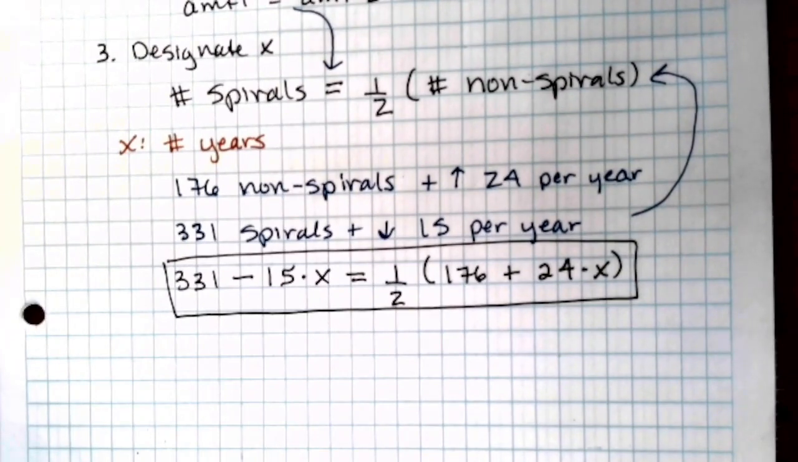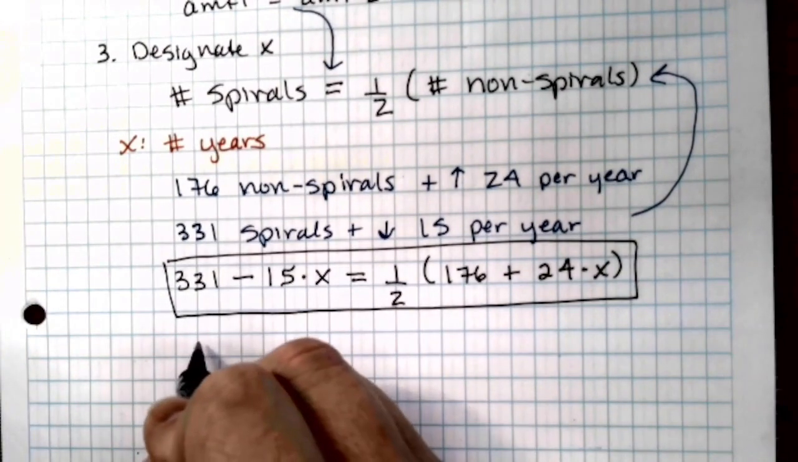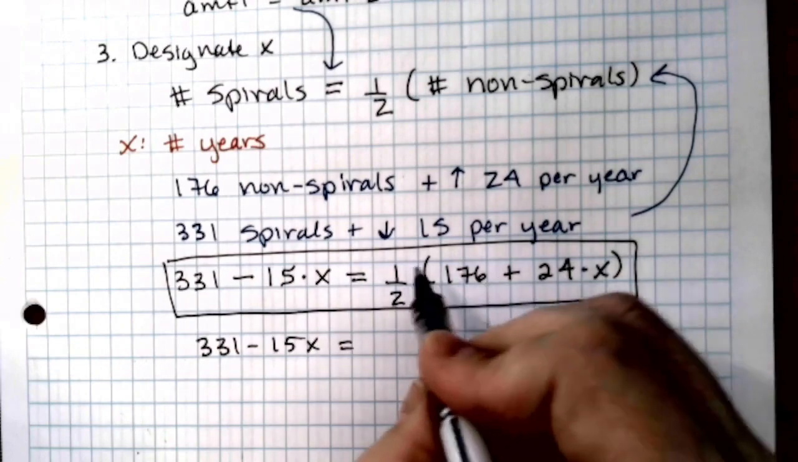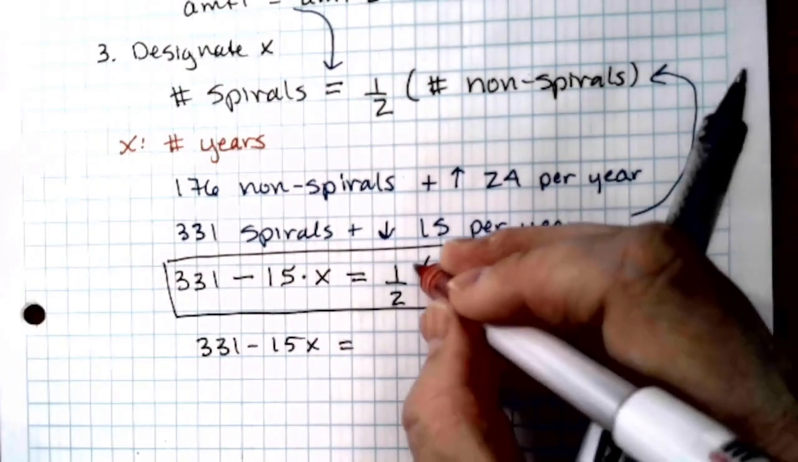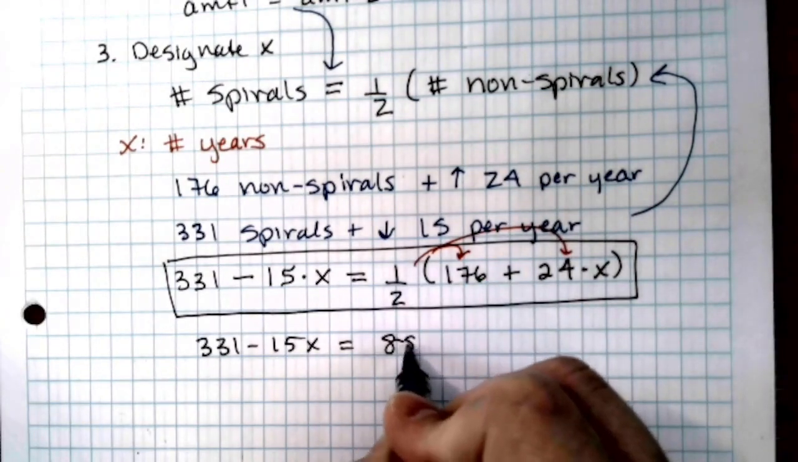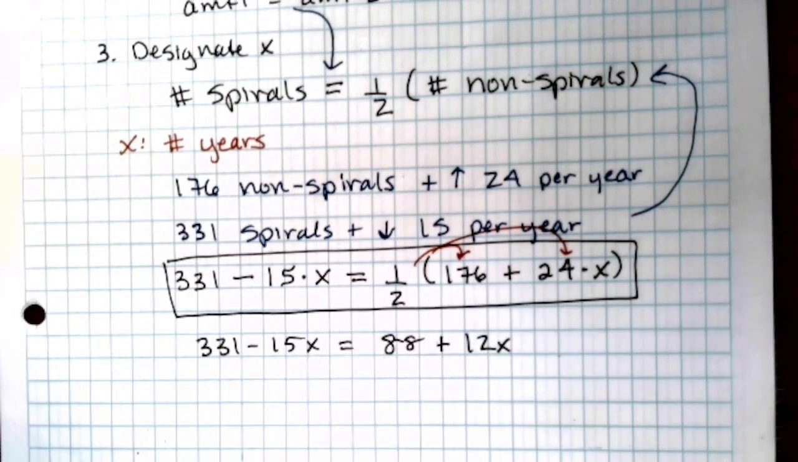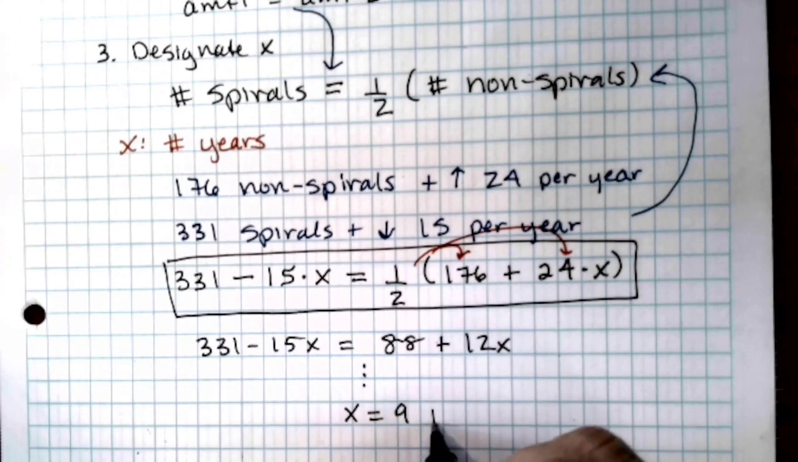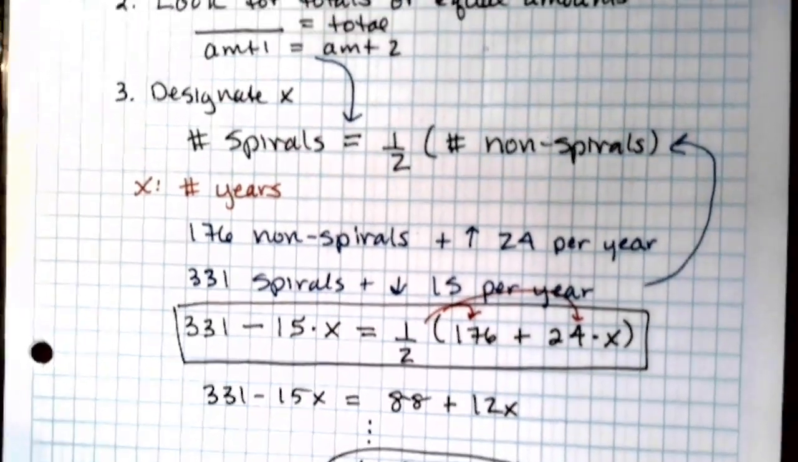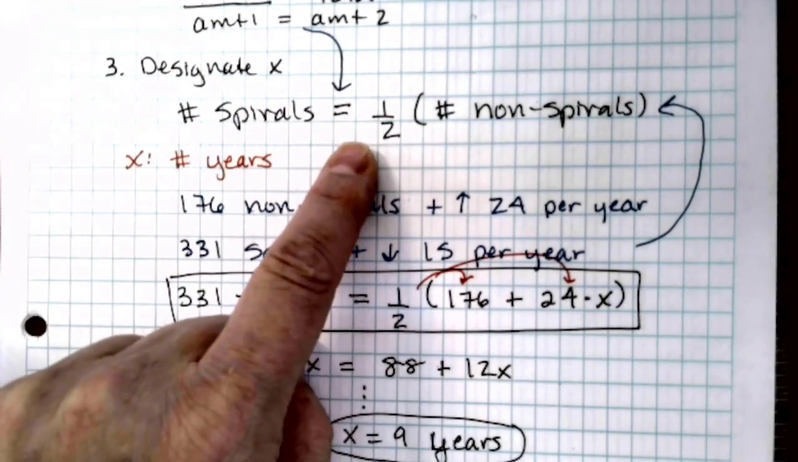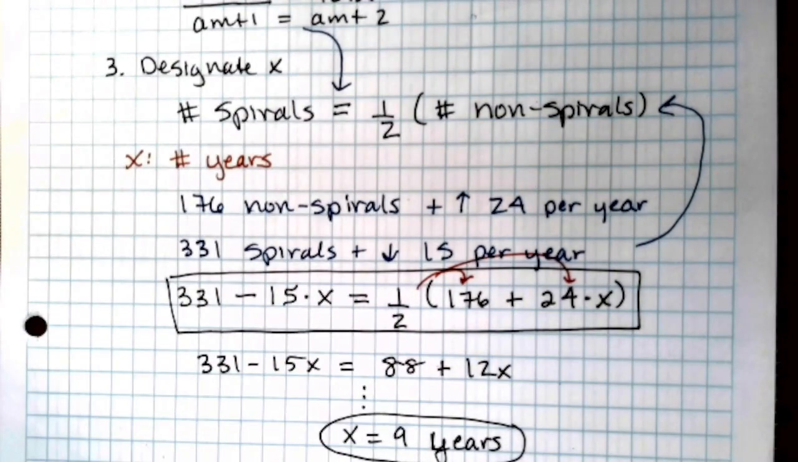Okay, so to solve this, your first step would be to simplify the right. So the left is fine, so 331 minus 15x. And then the right would be, you distribute the 1/2 to get rid of the parentheses. So that would be 88 plus 12x. And then you would just solve like normal, and you end up with x equals 9 years. So again, the big picture is important. You've got to figure out what is going to be equal or what's going to add up to a total. And that gives you the structure for your equation.